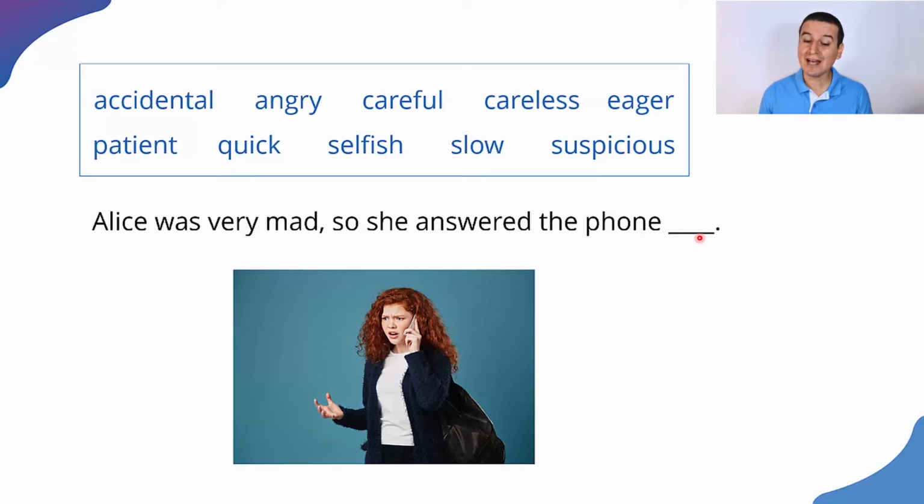How does Alice answer the phone if she is mad, if she is not happy? All right, which one do we use? Yes, if she's not happy, she's angry. What's the adverb form? Okay, that's the answer. She answered the phone angrily. All right, listen to the pronunciation of the sentence.